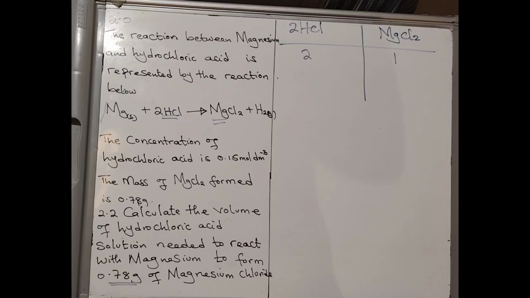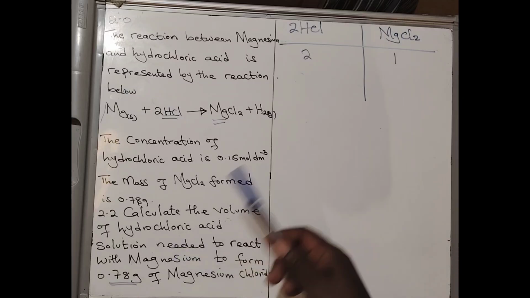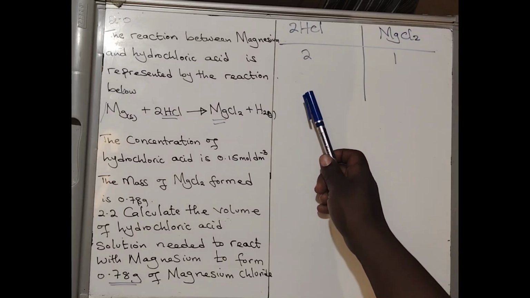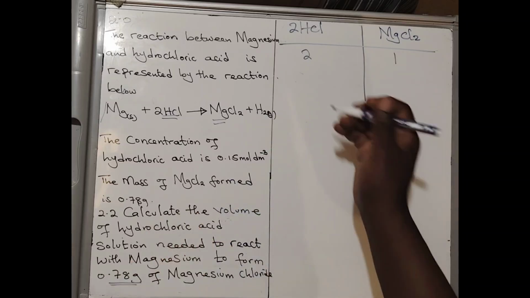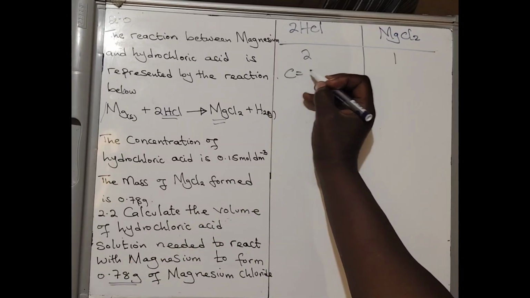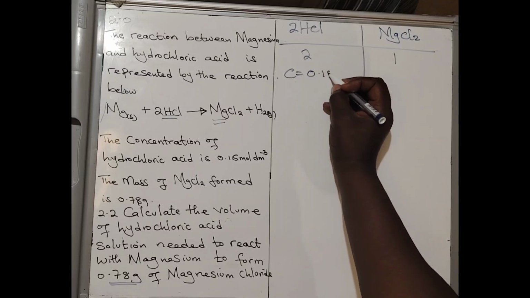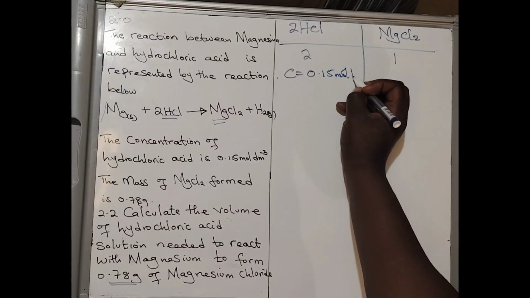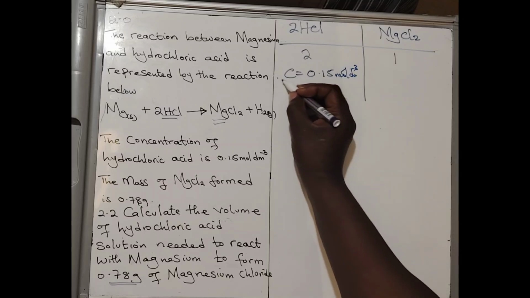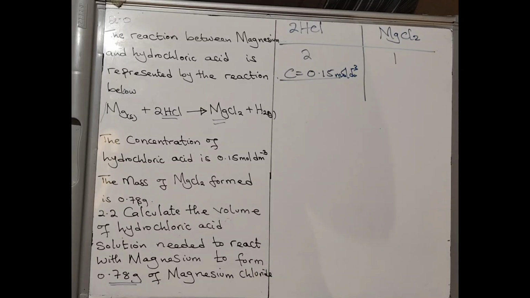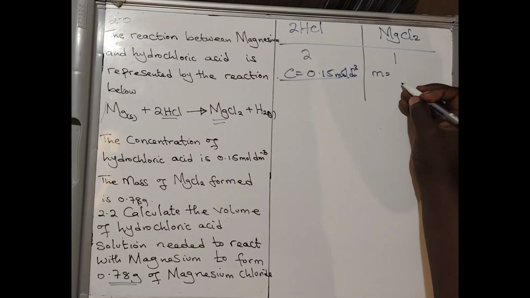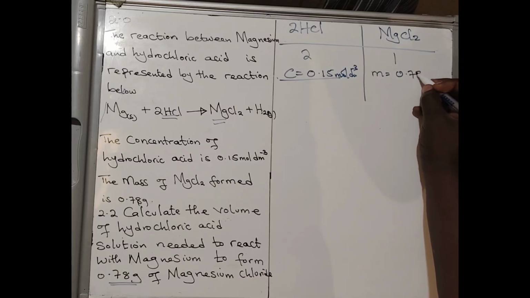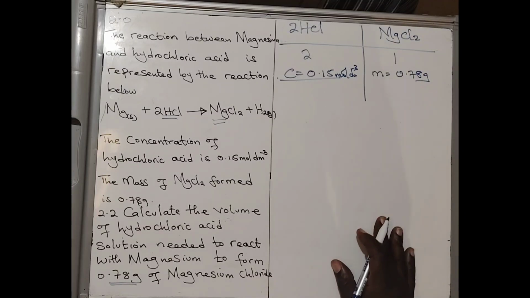And then you move. Which one is known? For hydrochloric acid, we know the concentration, but we don't know the volume. So we know our concentration is 0.15 moles per cubic decimeter. Okay, that's what we have so far. For magnesium chloride, what do we know? We know the mass which was formed. The mass is 0.78 grams.